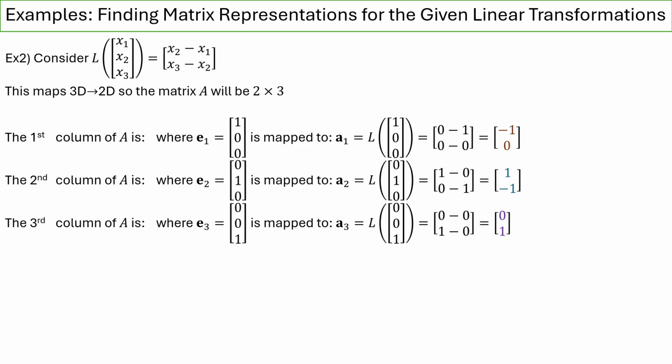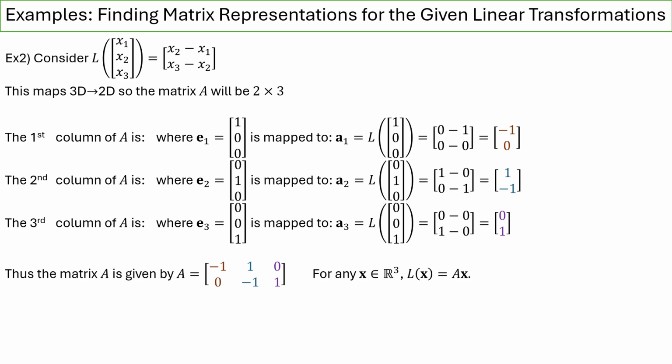For the first column of the matrix, we see what we get when we input 1, 0, 0. The top entry becomes 0 minus 1, which is negative 1. The bottom is 0. For the second column, we input 0, 1, 0. The top is 1 minus 0, giving us 1. The bottom is 0 minus 1, giving us negative 1. Finally, for the third column, we input 0, 0, 1. The top is 0, and the bottom, 1 minus 0, is 1.